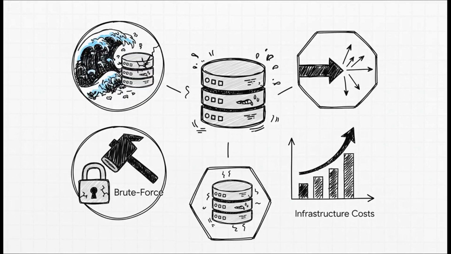I mean, look at what you're up against. An unprotected API is a sitting duck for so many problems. You've got denial of service attacks that can just flood your server and lock out your real users. You have brute force attacks just hammering away at your login page. And sometimes it's not even malicious. A few resource-hungry clients can slow things down for everybody else. And all of this leads to crazy infrastructure costs and a service that's just unstable.